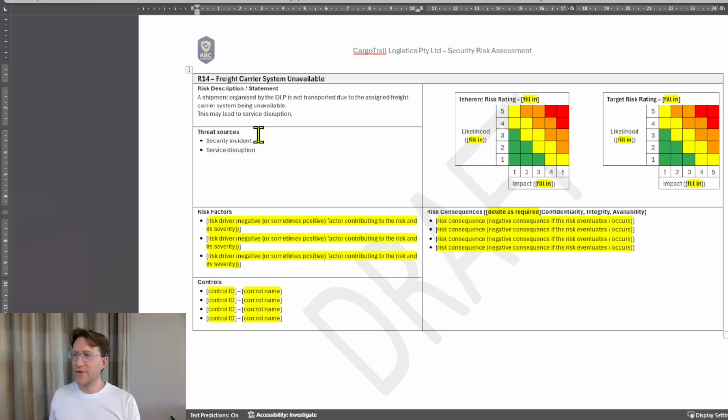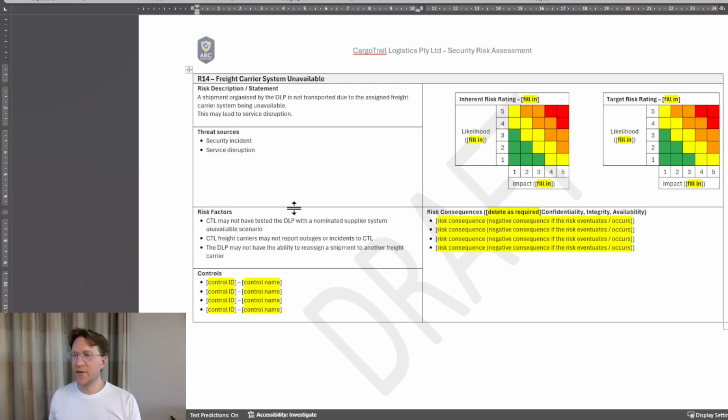For threat sources, the freight carrier may have had a security incident on their end, and this has led to their system not working. Or they may have just had a more general service disruption. Maybe their infrastructure provider had some kind of outage. Maybe they had some kind of coding error and they've just had a disruption to normal service without it necessarily being a malicious deliberate attack.